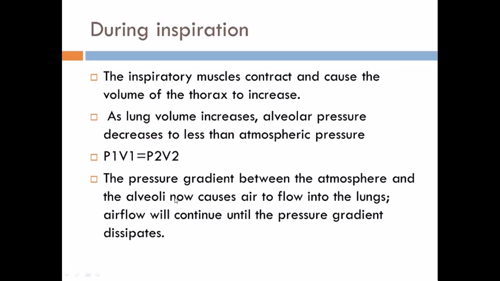Let's say you start to inspire air. Air starts to get into your respiratory system. What are the exact mechanism and the specific steps? The first step is that the inspiratory muscles contract, and this causes the volume of the thorax to increase. You may wonder, what are the inspiratory muscles? The most important inspiratory muscle is the diaphragm. When it contracts, it changes from the dome shape to another shape, where it increases the thorax volume.